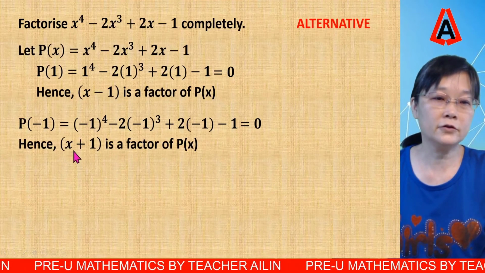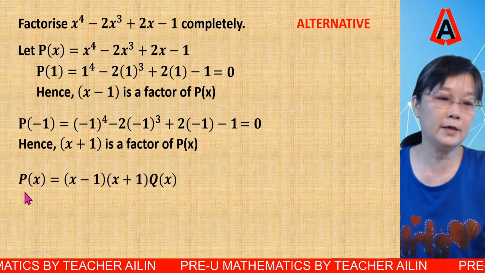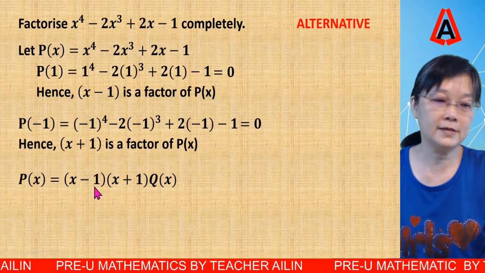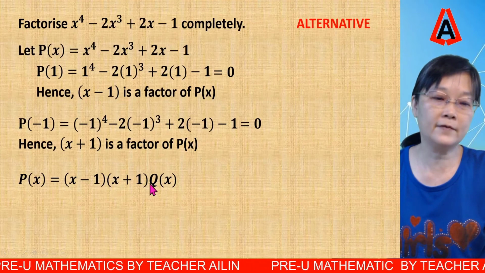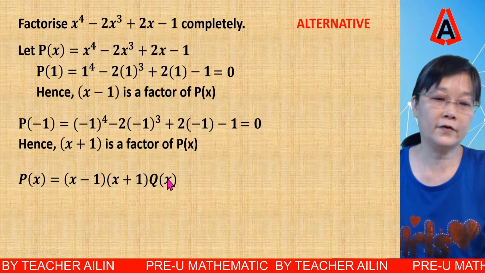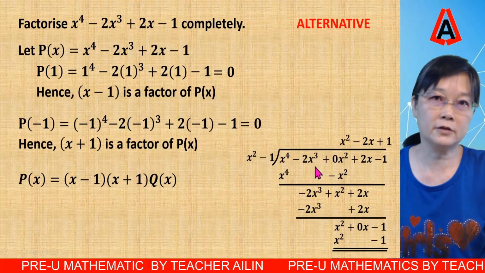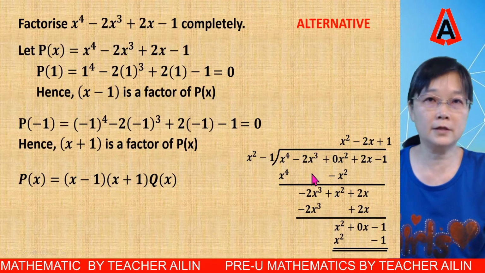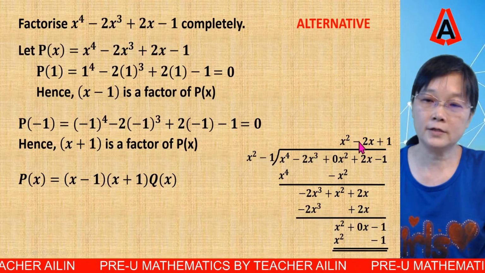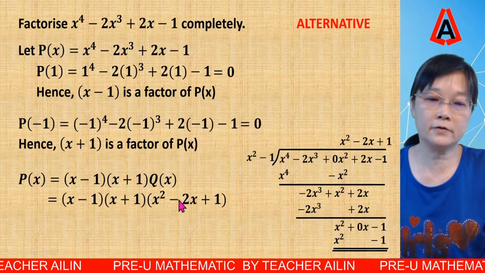Since I have got two linear factors of the polynomial, now I can write p(x) as the first factor times the second factor times the quotient. So now I'm going to find this quotient and I'm going to use long division. Of course, you can use the equating coefficient method. So after long division, the quotient is this one. So now I replace this quotient with this quadratic.